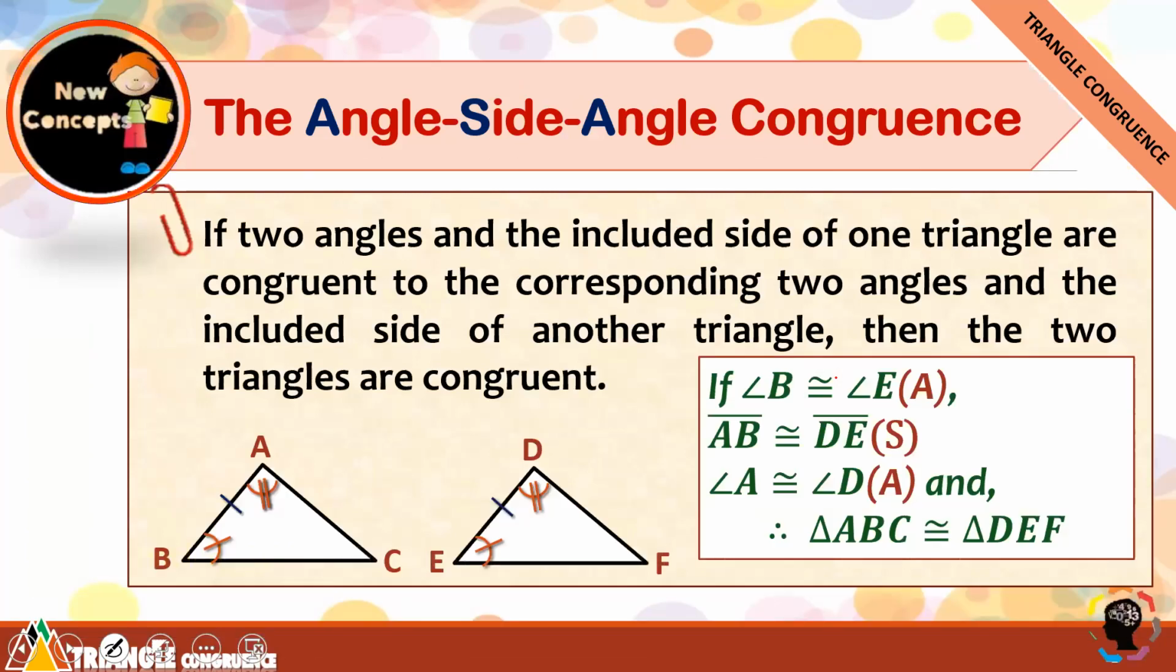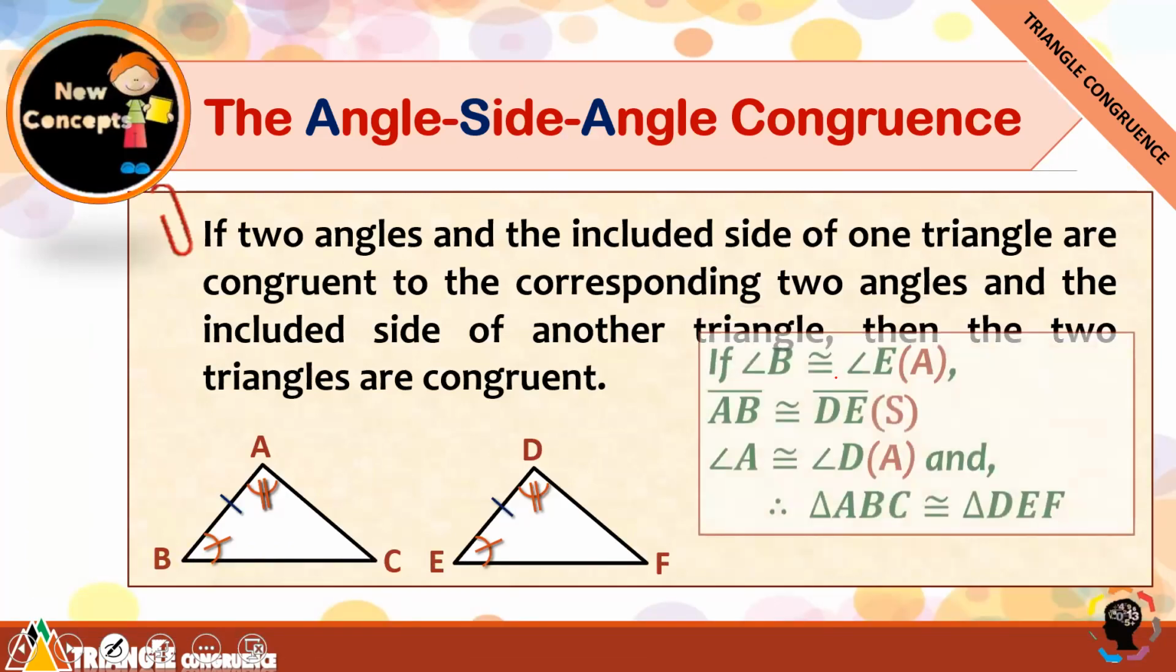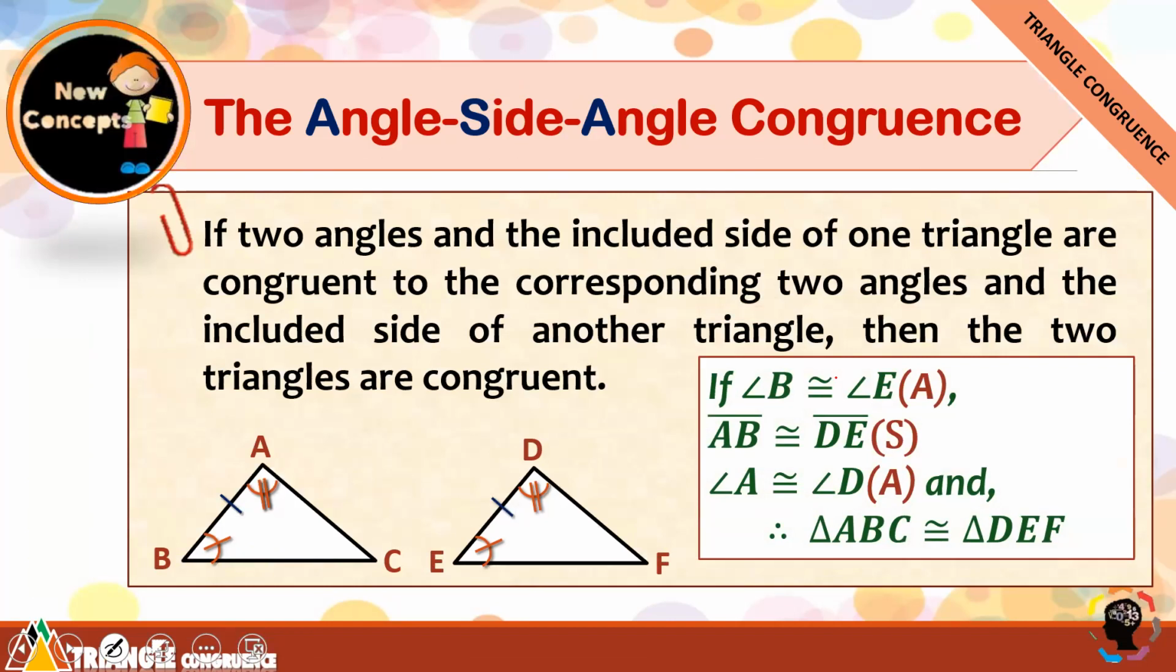So now we have ASA, right? If two angles and the included side of one triangle are congruent to the corresponding two angles and the included side of another triangle, then the two triangles are congruent. The congruence postulate before this one is the opposite of this. Earlier it was an included angle. This time there's an included side now.